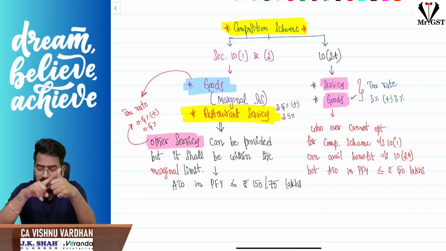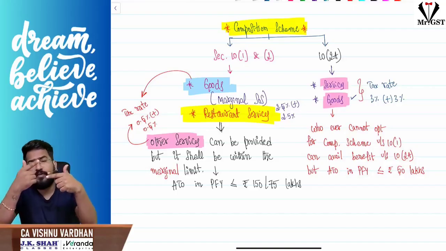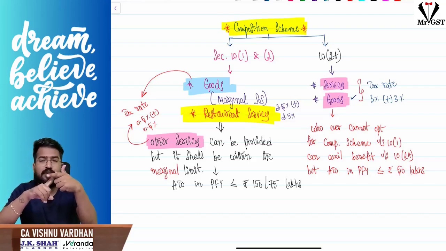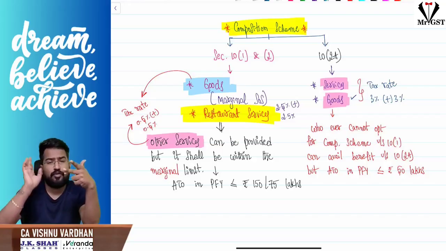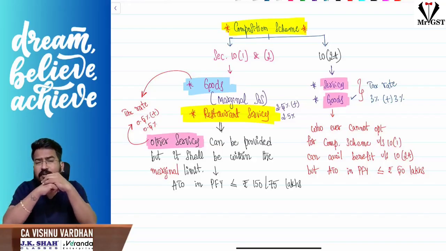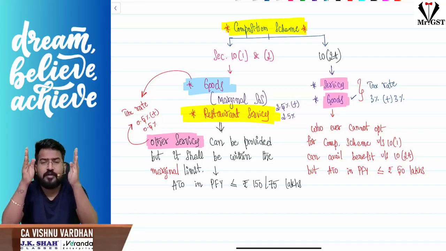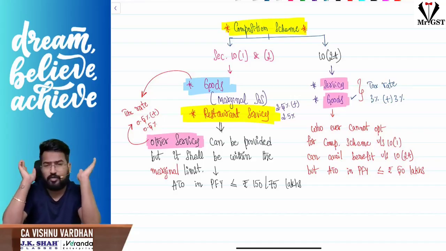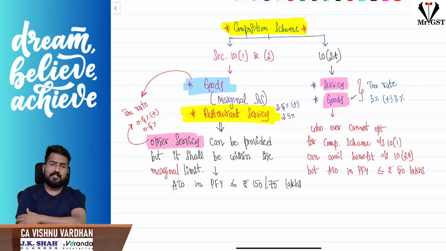Manufacturer will pay 1% of the turnover. Trader will pay 1% of the taxable turnover. Restaurant service provider will pay 5% on the turnover. Here, if you see properly, the trader alone has one relaxation: he pays 1% tax on the taxable turnover. The remaining people pay tax on total turnover, no matter whether it is taxable or exempt. When I say 1%, it is half percent CGST, half percent SGST. When I say 5%, it is 2.5% plus 2.5%.